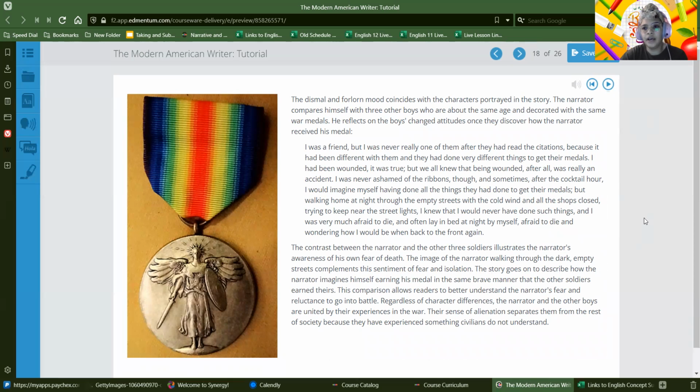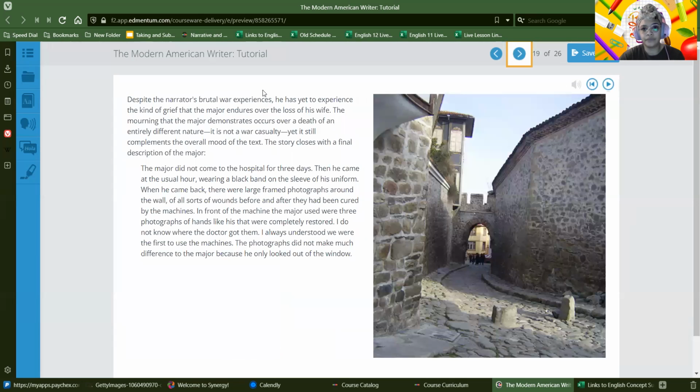So there's a lot of comparisons in terms of the different perspectives that each of those three other men have for their battle. How did they respond to being put in the war finally? All of those things are addressed in the story. It says, despite the narrator's brutal war experiences, he has yet to experience the kind of grief that the major endures over the loss of his wife. So they're comparing different types of grief, different types of loss. That man's wife was probably miserable waiting for her husband to come back. But these are different types of grief too.